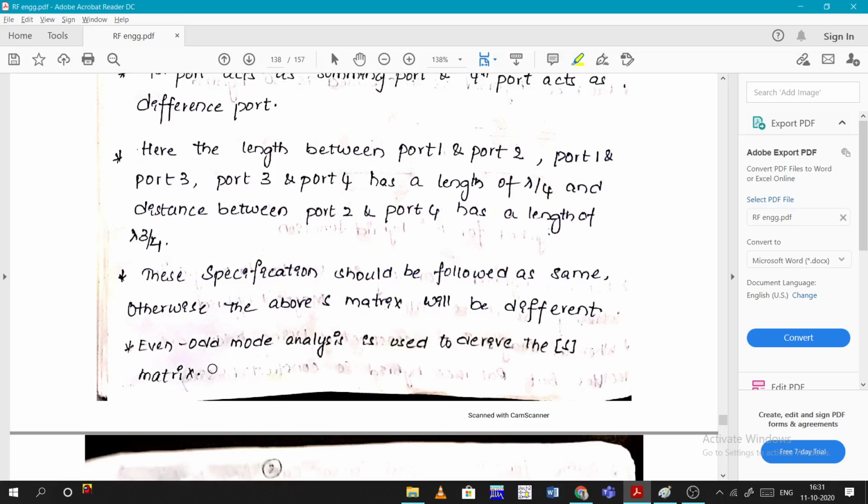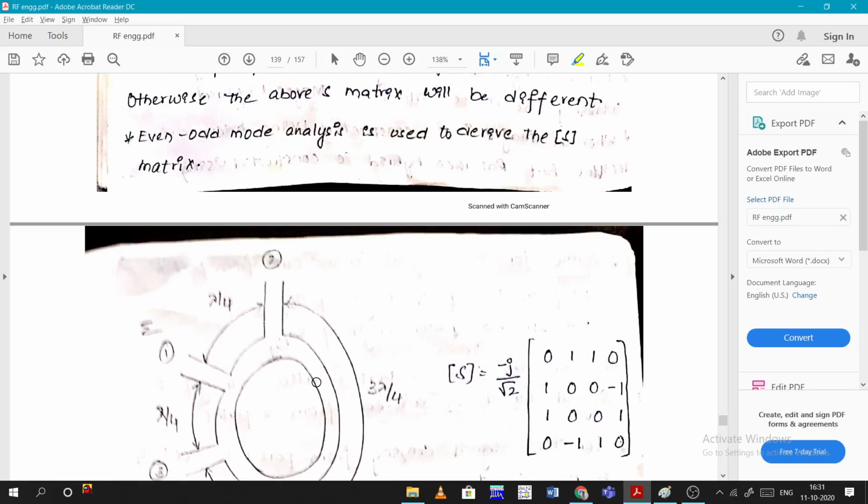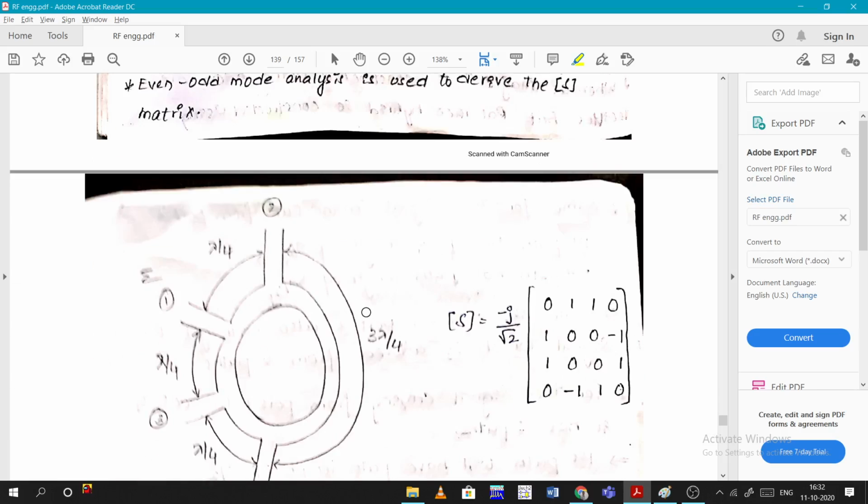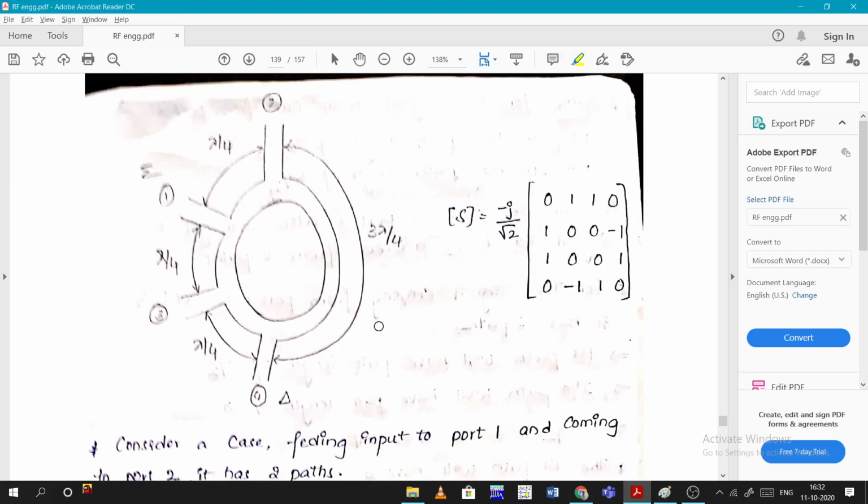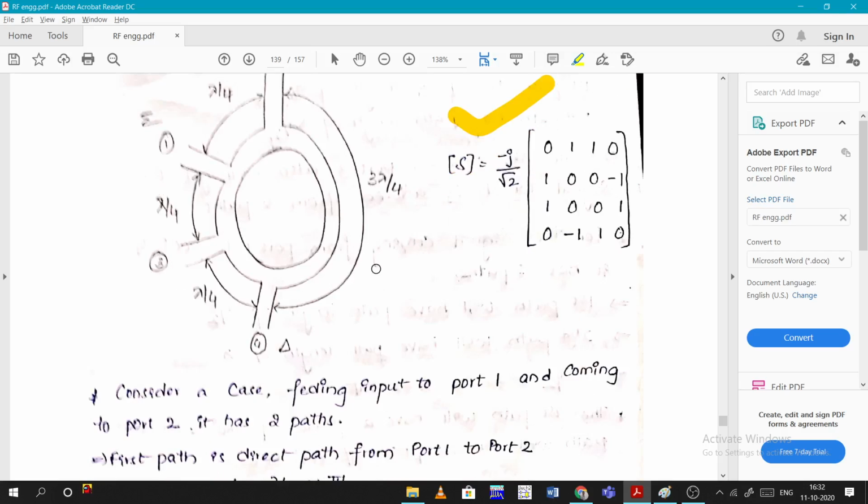Even-odd mode analysis is used to derive the S matrix. Even-odd mode is another mode of analysis used to derive this S matrix, but for now there is no need for it. This is the S matrix for the rat race hybrid.